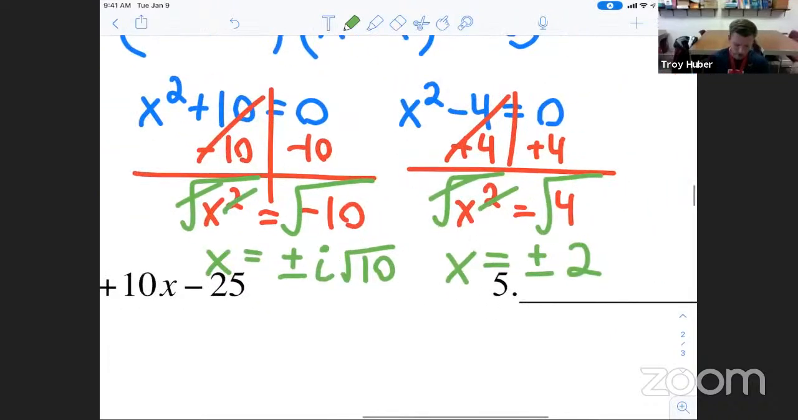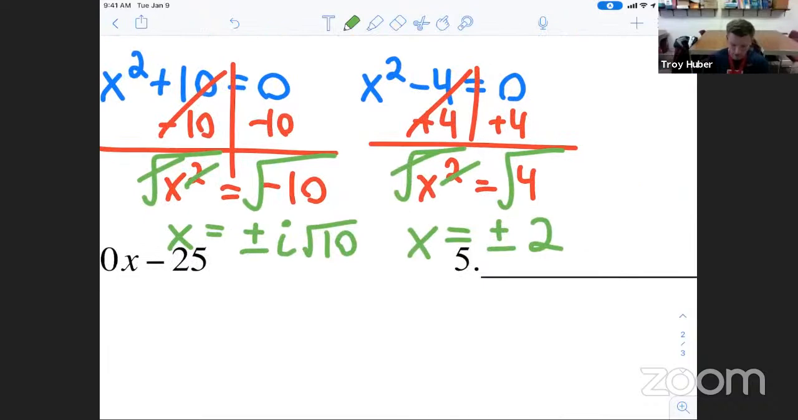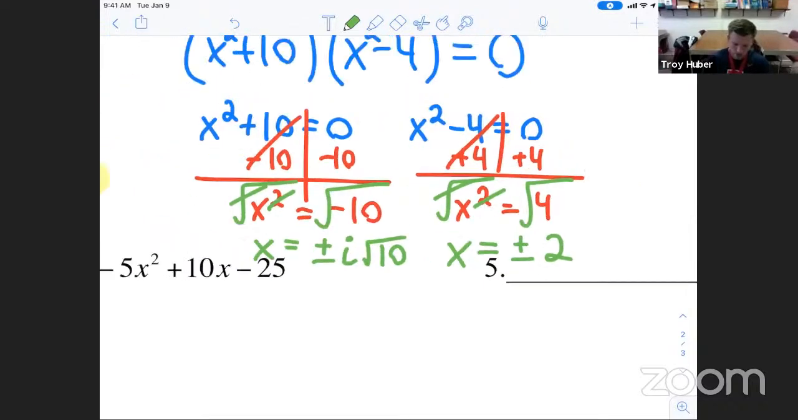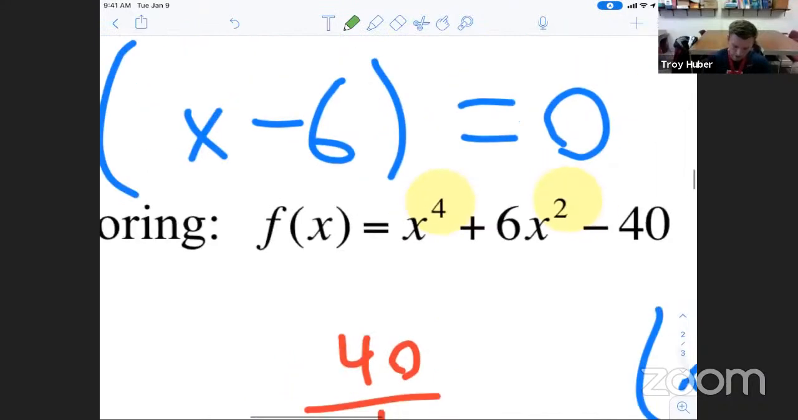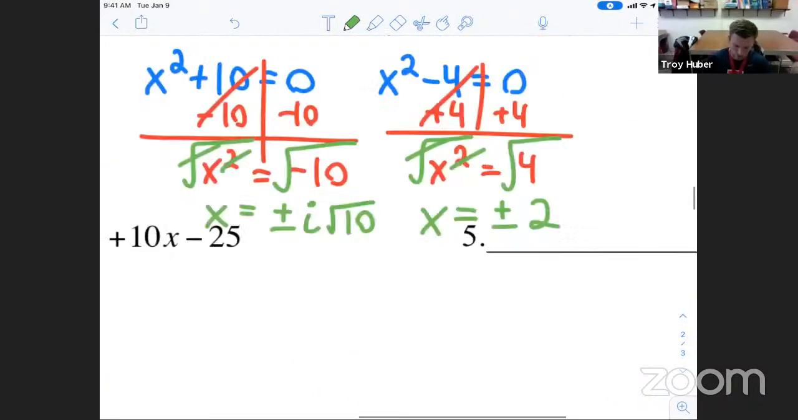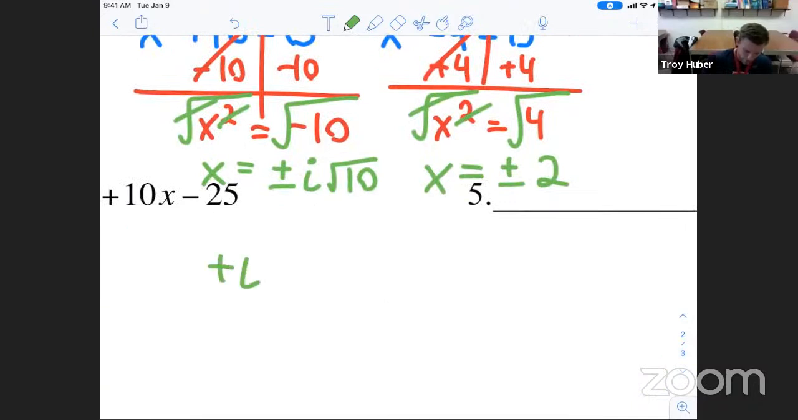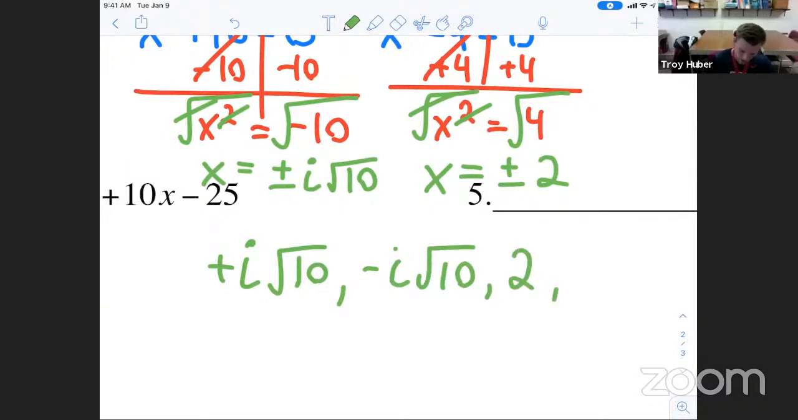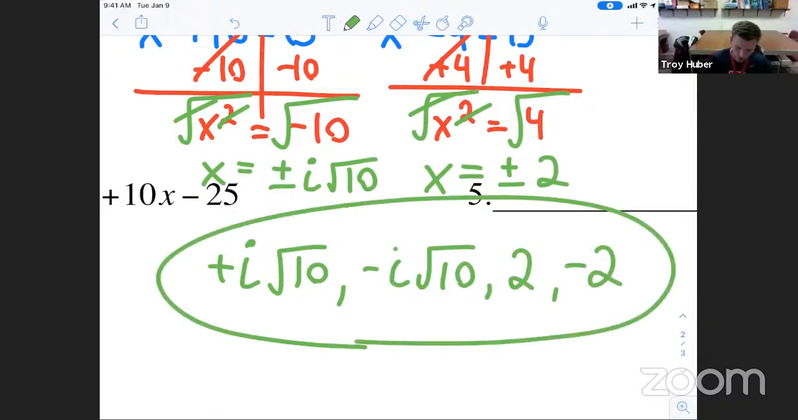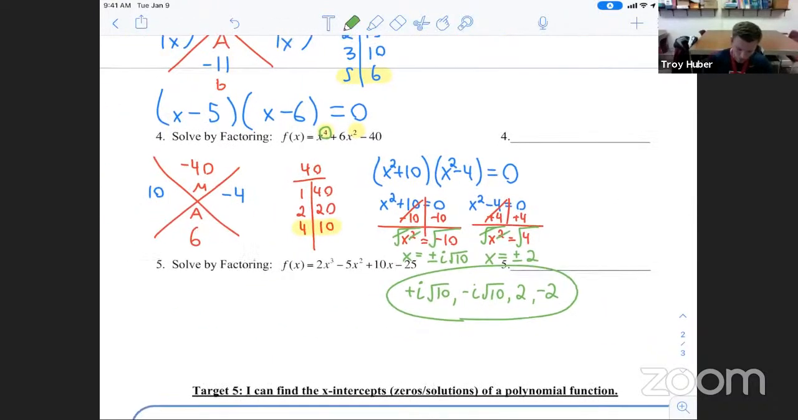All right, but then you might be thinking, wait a second, Mr. Huber, this one only has 2 answers. You said we have the number of solutions as the highest degree. Well, this actually does have 4 solutions. It's going to have positive i root 10, negative i root 10, positive 2, and negative 2. So these would be your 4 solutions for that number 4.